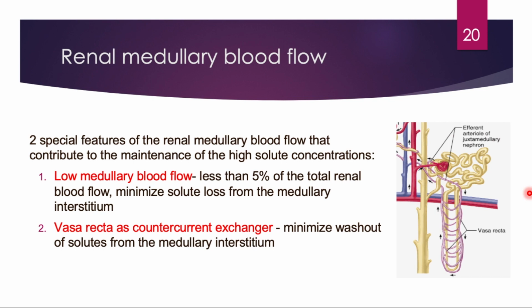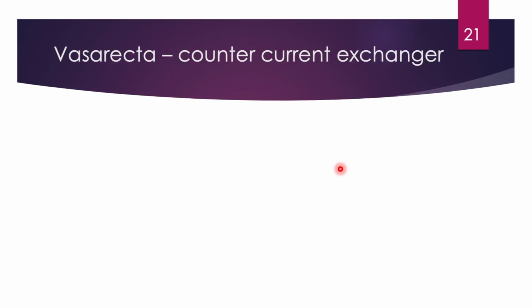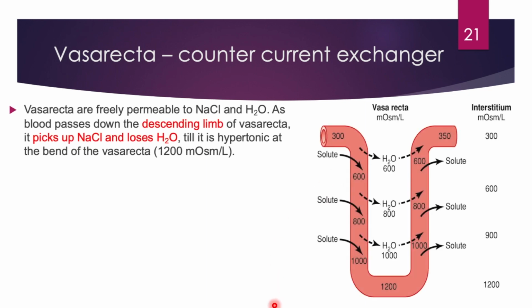The second feature is the vasa recta as the countercurrent exchanger. Similarly, the importance of vasa recta is to minimize washout of solutes from the medullary interstitium. Countercurrent exchange is a purely passive process that helps to maintain the osmotic gradient. The vasa recta are freely permeable to sodium chloride and water. As blood passes down the descending limb of vasa recta, it picks up sodium chloride and loses water. Solutes will enter the descending limb of vasa recta while water is diffused into the interstitium.